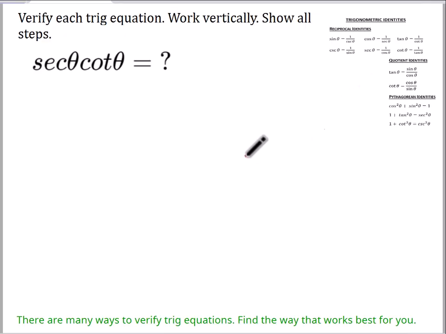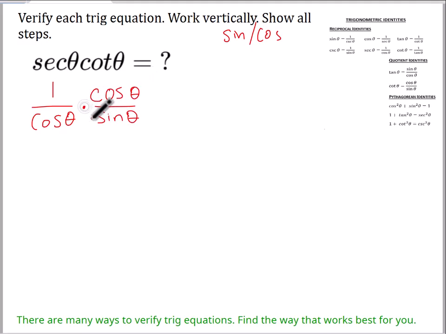Okay, and so here we want to change everything to sine and cosine. And so secant of theta is the same as 1 over cosine of theta. Cotangent, if you look back at your list, is the same as x over y, or cosine of theta over sine of theta. And so those two things are multiplied together. Remember that with fractions, we multiply straight across.